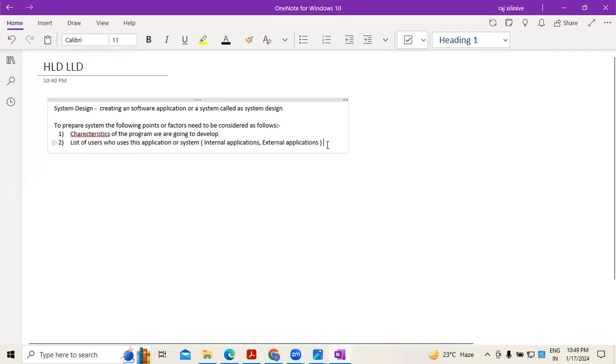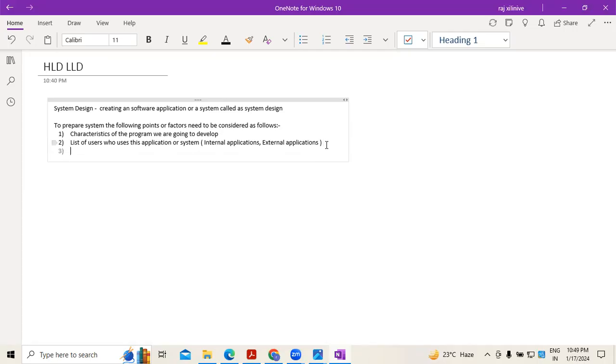Yeah. So the application we need to develop, that is the first thing which we have to know. The second, we must know about the list of users who are going to use the application, right? This is point number 2. Point number 3, we should understand the future needs also.